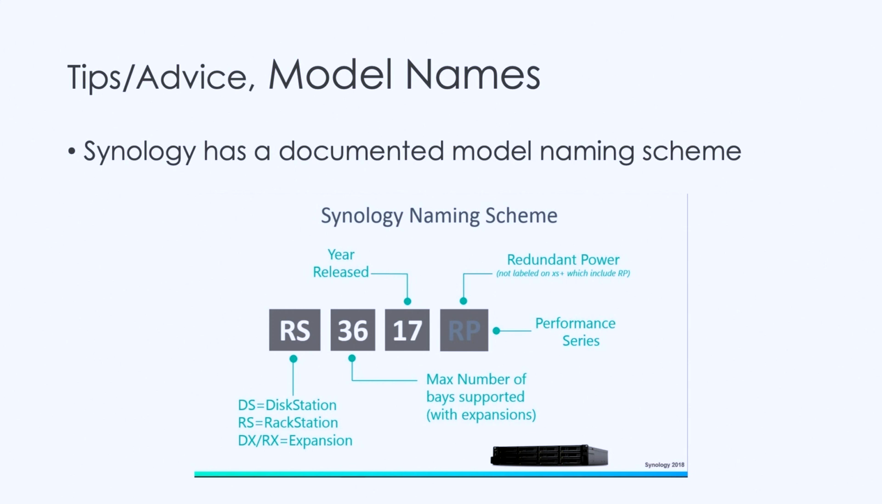And then the next two characters will be what year it was released. So in this case, 2017. And then the last two characters are RP, that means redundant power. This changes out a lot. XS is your high performance model, that could be there in place. I believe all XS models have redundant power.